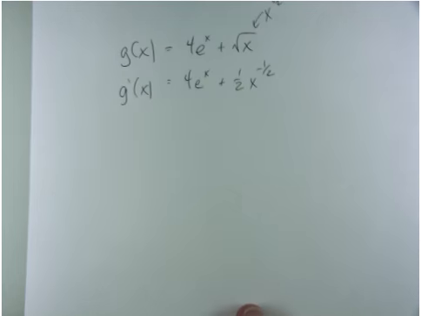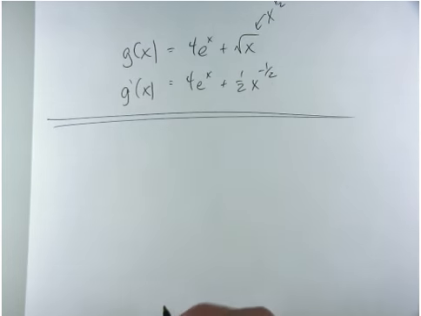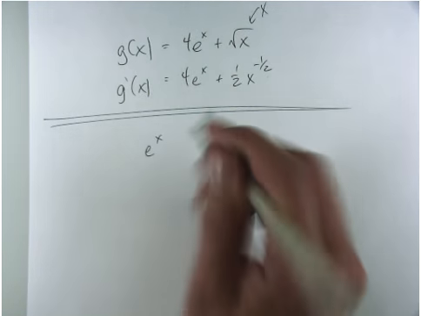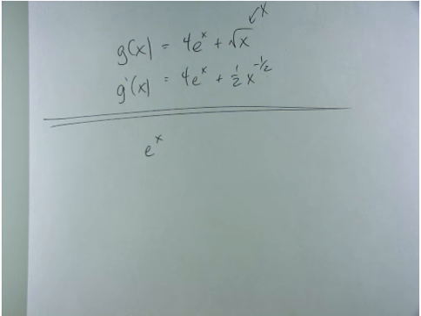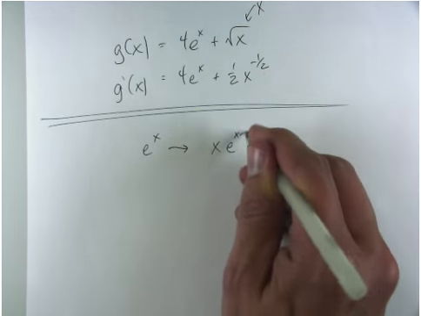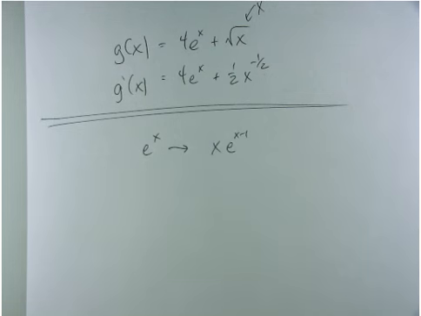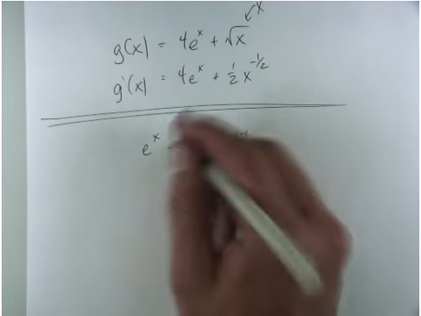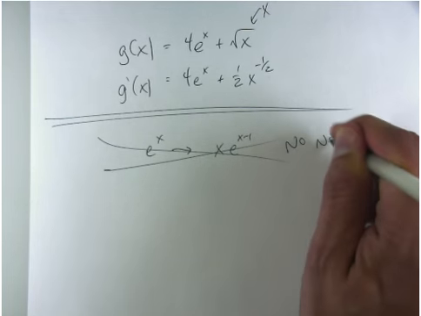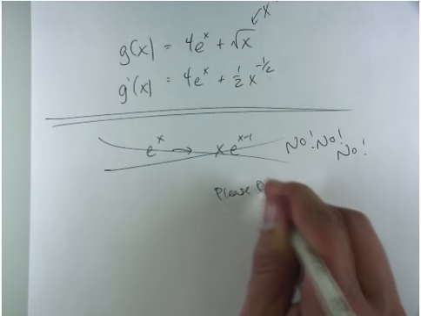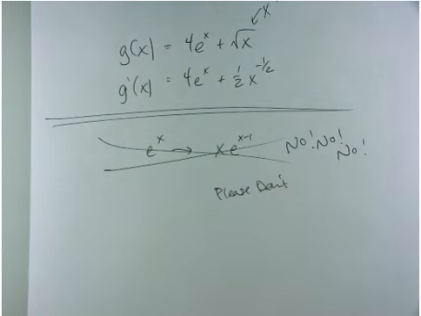Now, don't write this down, but someone in here is going to make the following mistake this semester. Do not let it be you. They're going to see e to the x, and they are just going to blindly say that the derivative is x e to the x minus 1. You just bring the exponent down and you subtract 1. But that's not true, right? Please don't.